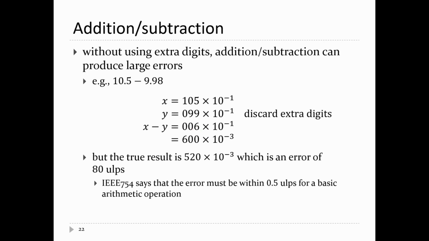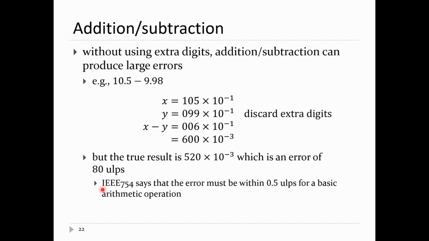Now, when you take the 6 times 10 to the minus 1, that's our new intermediate result, but our significand is not allowed to have a 0 in the front. So I have to scale that up to 600 times 10 to the minus 3. If you compute the true result, the true result is 0.52, which all of you should be able to do in your head, or at least by scribbling it down on a piece of paper. So if you compute the difference between the 600 and the 520, that's 80. So you've subtracted two values and you have an error of 80 ULPs.